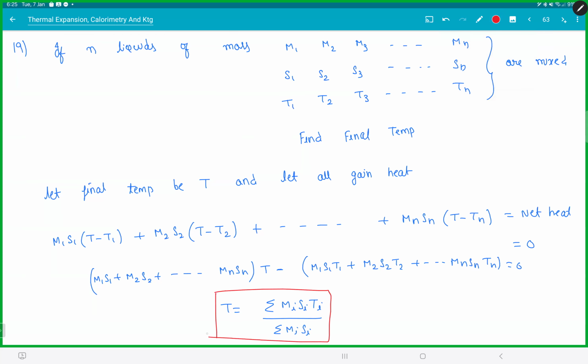Now here, for example, if T final is less than T2, this term will become negative automatically. Isn't it? So the signs will take care of themselves. You need not worry who is gaining heat and who is losing heat. Let the things take care of themselves. Have a look at this. So this is how you do it if you have more than two liquids. Clear?